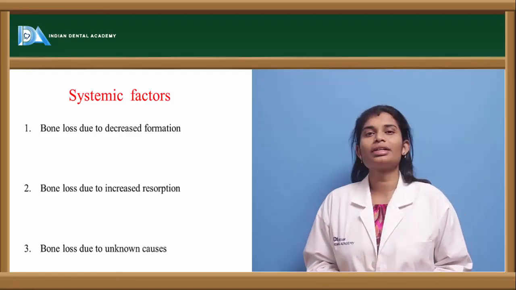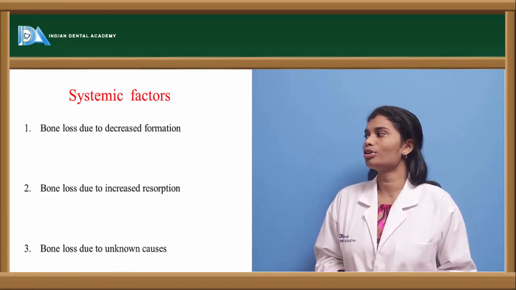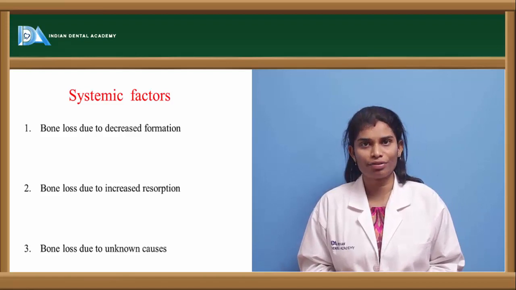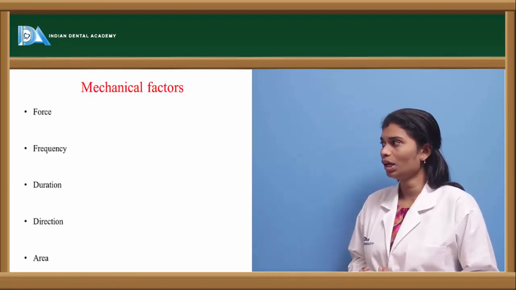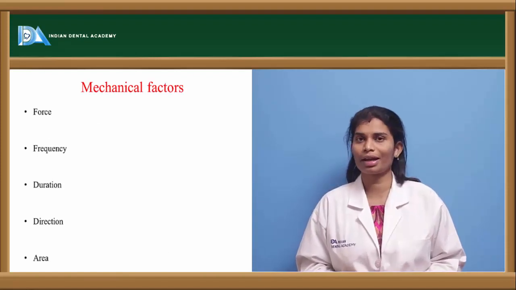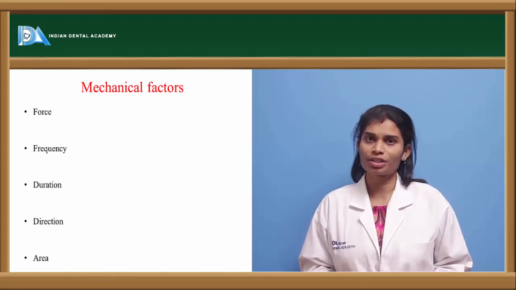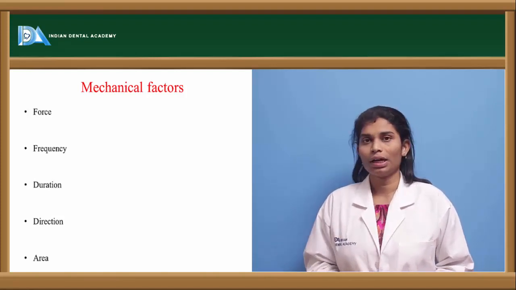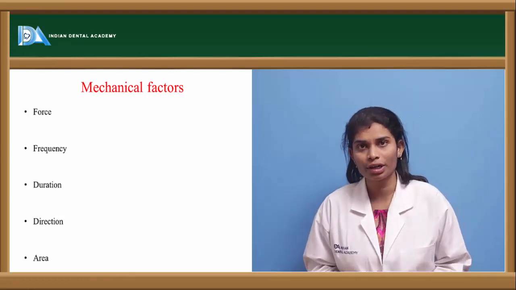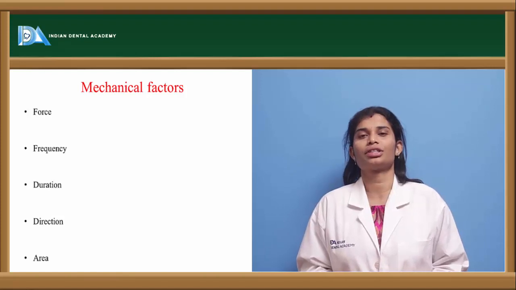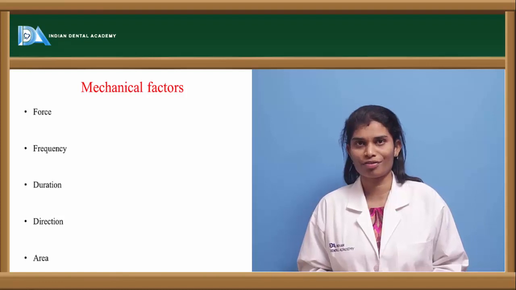Bone loss due to increased resorption is seen in cases with hyperparathyroidism, and bone loss due to unknown causes includes genetic factors and also sedentary life. Coming to mechanical factors. What are the mechanical factors affecting bone loss? It is the amount of force distributed onto the tissues, the frequency, and not just the frequency, also the duration, the direction, and the area over which the force is distributed. So you have to consider the total force including function and parafunction.